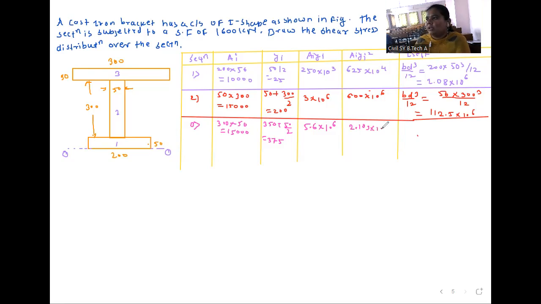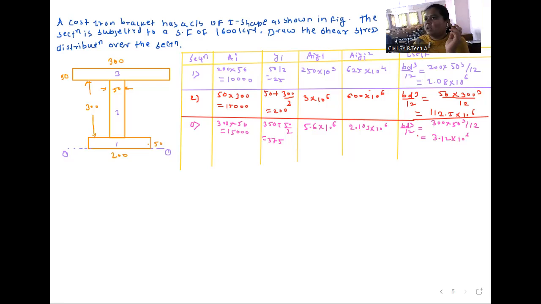109 into 10 raised to 6. After that, I self is bd cube upon 12. So width 300 into 50 cube divided by 12 is nothing but how much? Okay, 3.12 into 10 raised to 6.